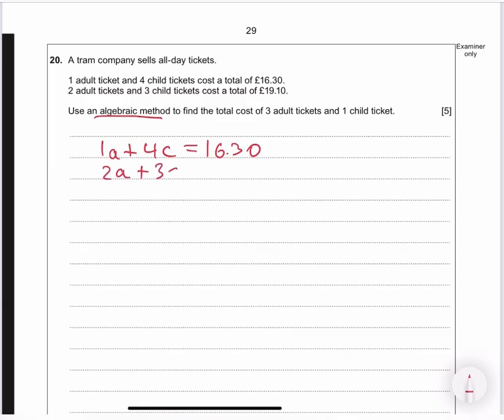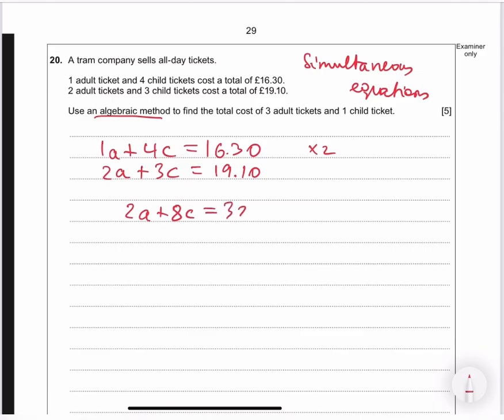So adult tickets are going to be A and child tickets are going to be C. We just write them out. We're adding them because it's a total cost for each. Okay, so what we're going to do now is double each value in the first equation, times each term by 2. That will turn the first equation into 2a plus 8c, and double the price as well, £32.60.